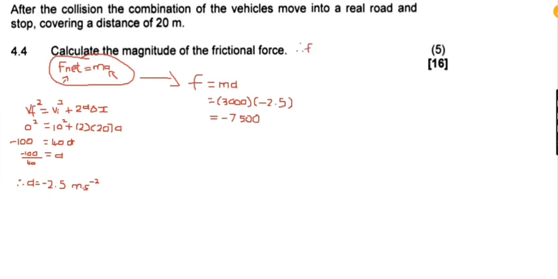You don't have to worry about the negative, because usually the negative tells us the direction in which the force is moving. But they only asked us for magnitude, which means we don't have to worry about the direction. So what we can say is that friction is equal to 7,500 newtons. And that is your final answer for that question.